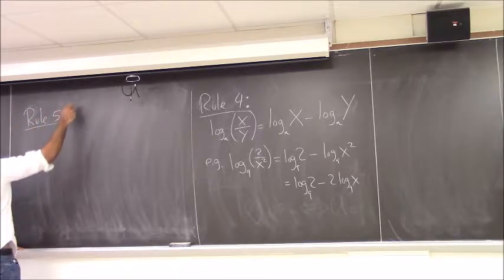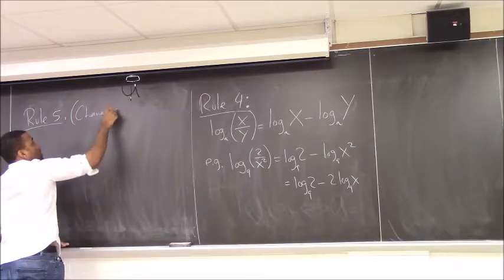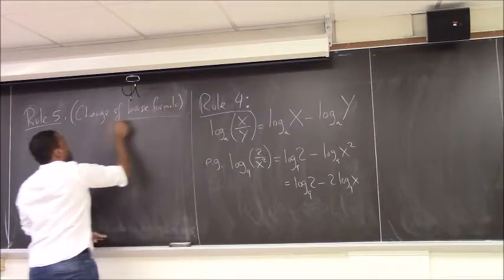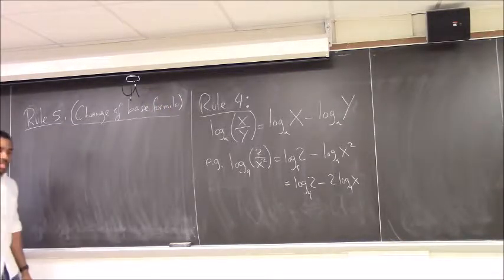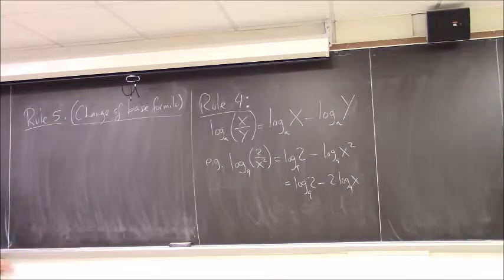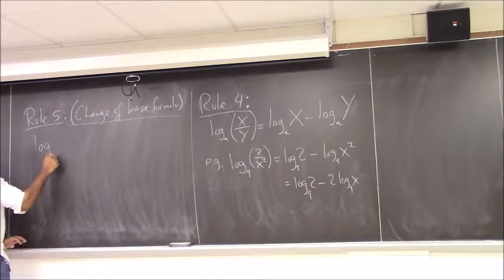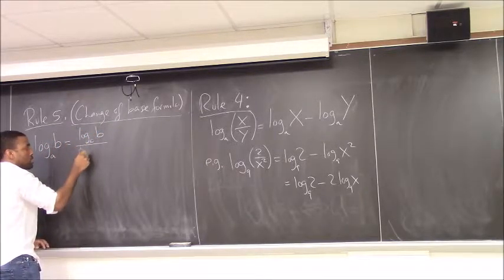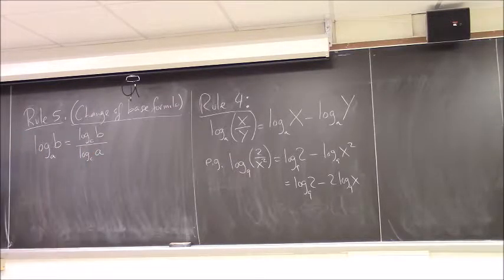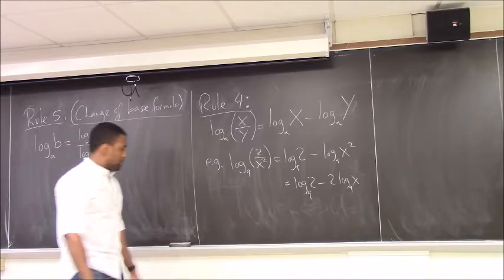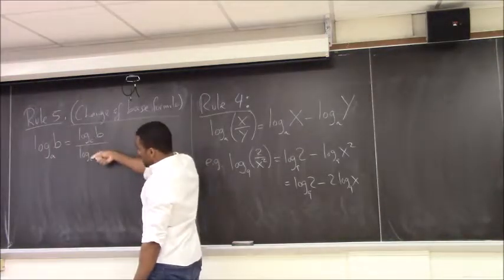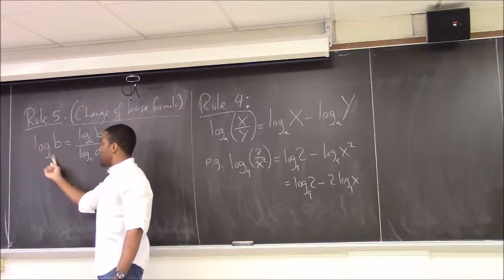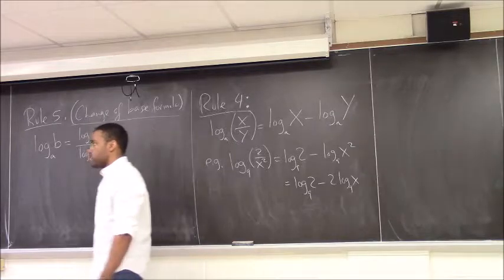Rule 5 has a name: it's called the change of base formula. There's a rule that says we can change the base of a logarithm to a base that's more convenient. For example, log to the base a of b is equal to log to the base c of b divided by log to the base c of a. And c is some base that you can introduce that's more convenient to work with. Sometimes you're given a problem set up in one base, but you want to convert it to another base because it's easier to work with.